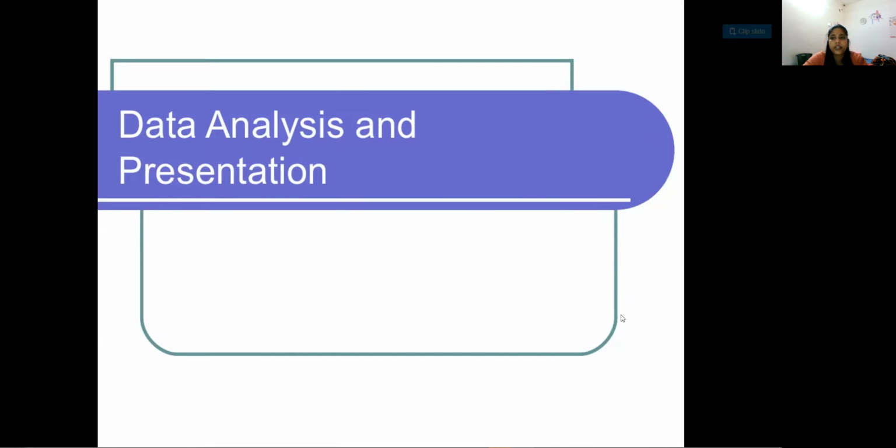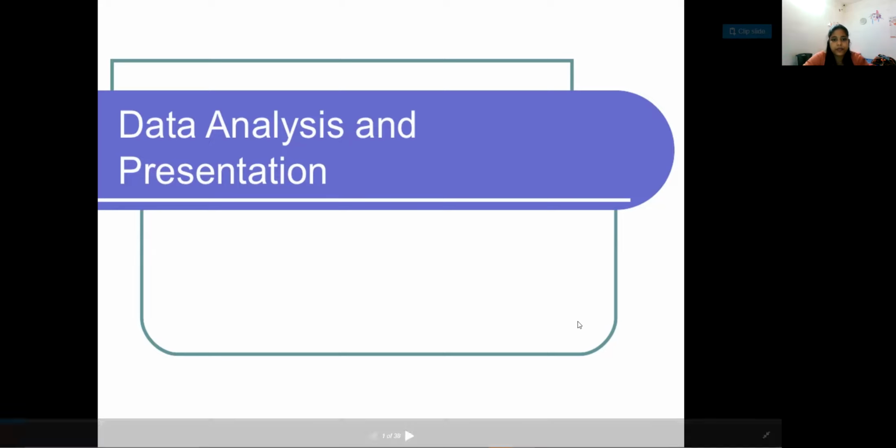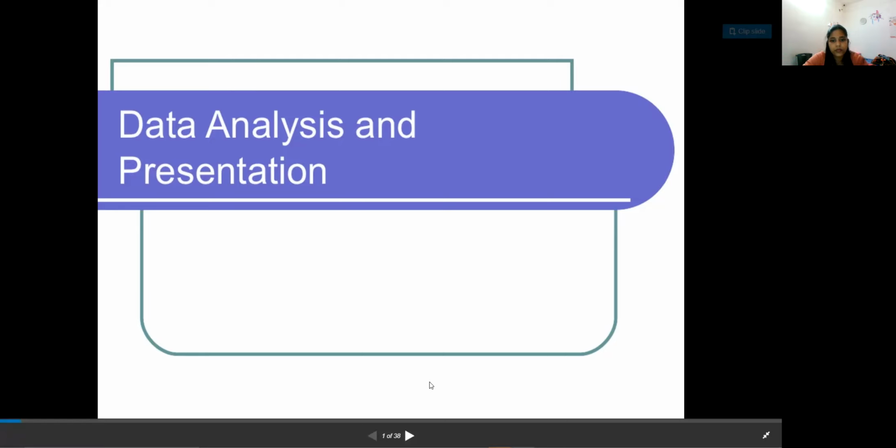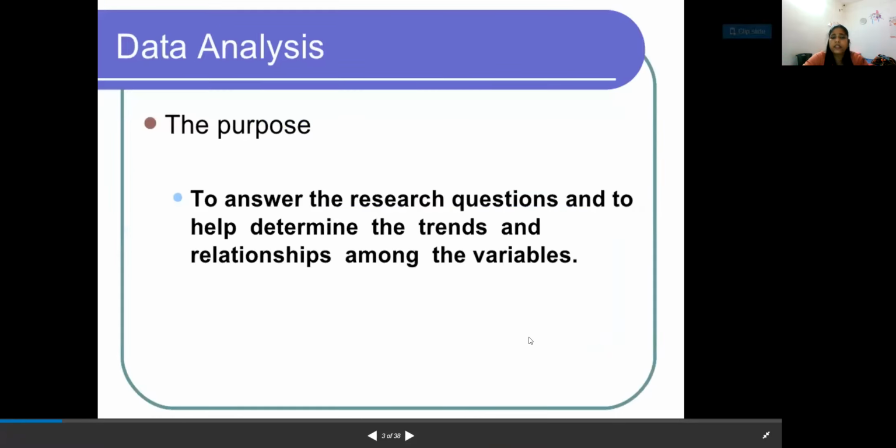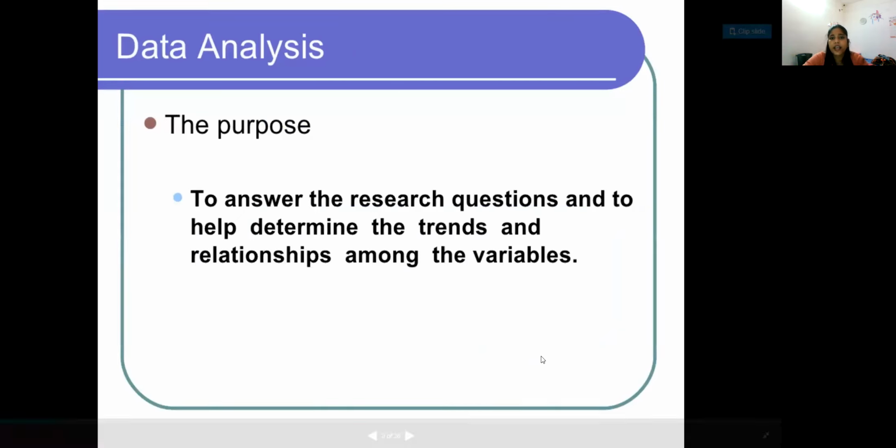After the data collection, next we are moving to data analysis and presentation. How can we do the data analysis in nursing research, and how can we present it in our research paper? You can see that. What is the purpose of data analysis? To answer the research question and to help determine the trends and relationships among the variables.